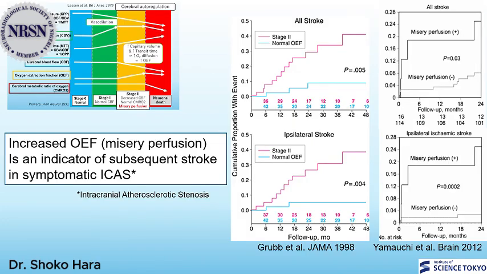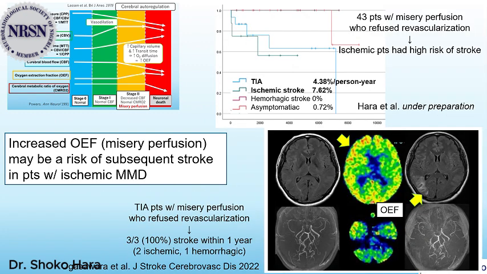Previous studies have demonstrated that this theoretical risk is indeed applicable in clinical practice. These two landmark studies showed that patients with intracranial atherosclerotic stenosis and misery perfusion have a significantly higher risk of subsequent stroke compared with those without misery perfusion. Regarding moyamoya disease, our investigation and a small case series suggested that patients with ischemic moyamoya disease and misery perfusion may also have a higher risk of subsequent stroke compared with those without misery perfusion.